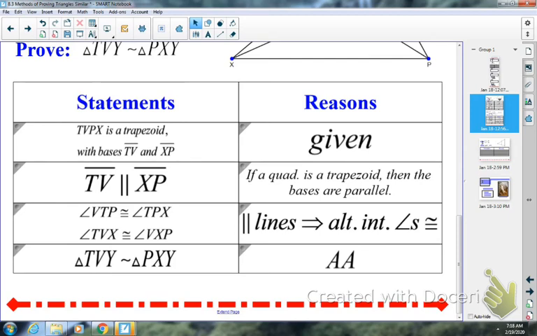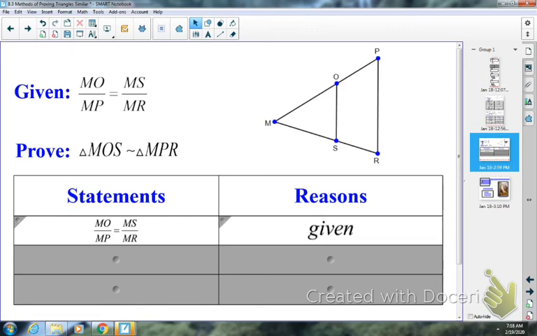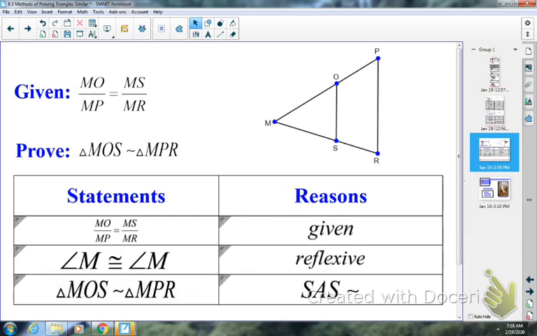Okay, so if we take a look at the last proof, we are given that MO to MP is equal to MS to MR. So again, given information. So there's my two pairs of corresponding sides being in the same ratio. So we still need something else, because again, that's a side and a side. So if you look at the picture, if I'm trying to prove triangle MOS and triangle MPR are similar, notice they have a shared angle at angle M. So I could state angle M is congruent to angle M by reflexive, and that should give me the two triangles are similar by side-angle-side.